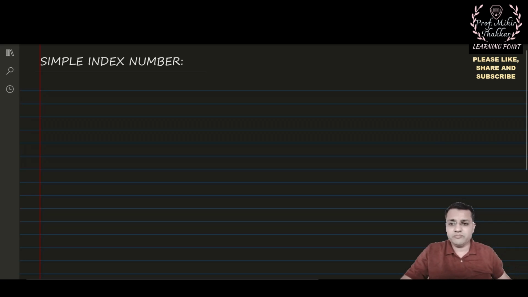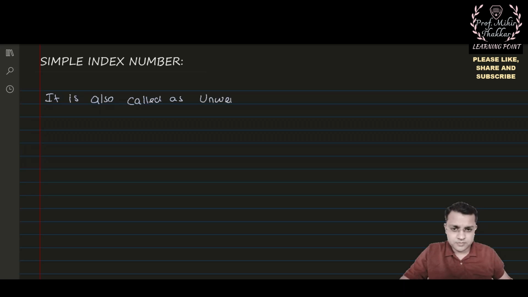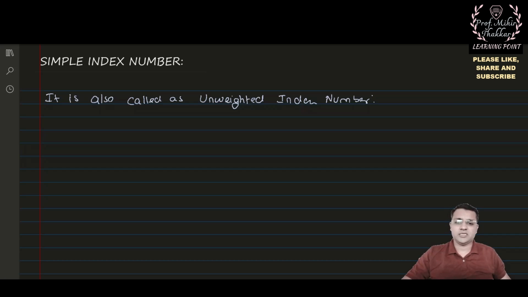Now when you talk about the simple index numbers, there is a second name given to the simple index number. It is also called the unweighted index number. We call it the unweighted index number because the second type of index number that you have is based on the weighted index number. Therefore, the second name for this case is the unweighted index number.